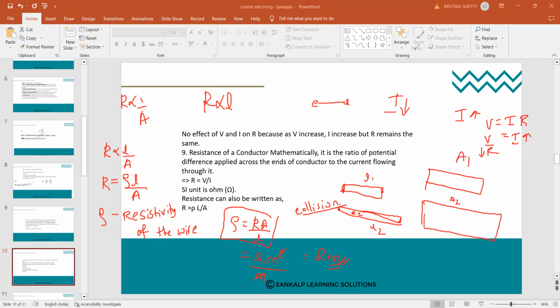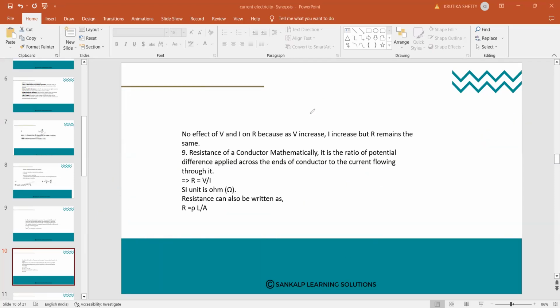Okay. Now, how to define this resistivity? So I have R is equal to rho into L upon A, or I have rho is equal to R into A upon L. How can I define this resistivity? See, if length is 1 meter and area is 1 meter square, then 1 upon 1 is nothing but 1, so rho is equal to R here. Therefore, the resistivity is nothing but the resistance.